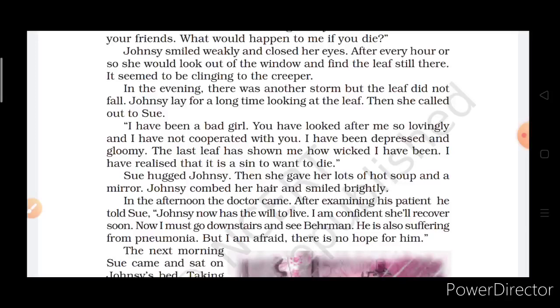The doctor tells, "I am confident she will recover soon." Now the doctor tells Shoo, "I go downstairs to see Beggarman because he is also suffering from pneumonia." But the doctor tells there is no hope for his recovery.